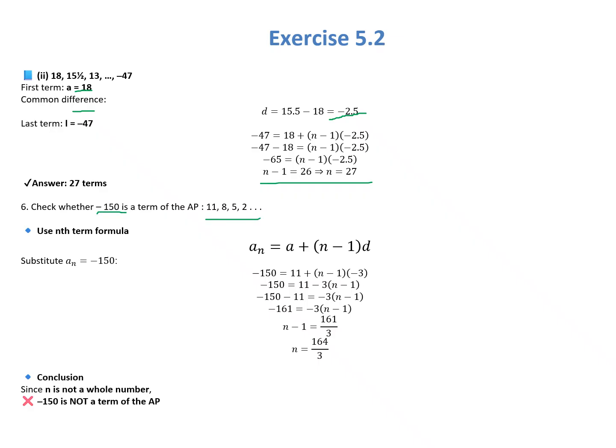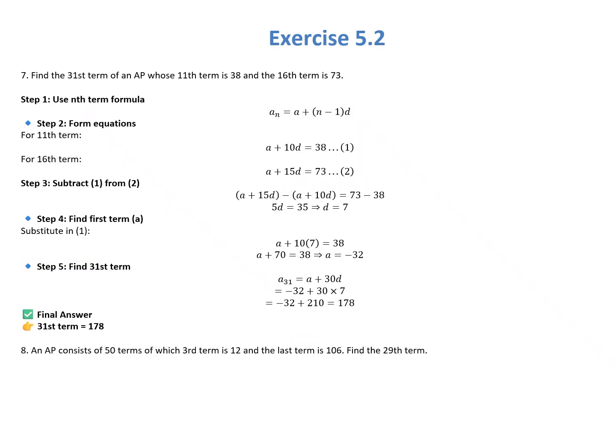So we'll use the same formula here. So an is given as minus 150. We have given a is equal to 11. N is what we have to find. And d is also given as minus 2. When we solve it, we get the value of n as a fraction because it is not a whole number. And hence this minus 150 is not a term in the AP, which is the series of 11, 8, 5, and 2. So absolutely, we have to make sure that if it is not a whole number, then it cannot be a term in the AP. So we'll move to the next slide.